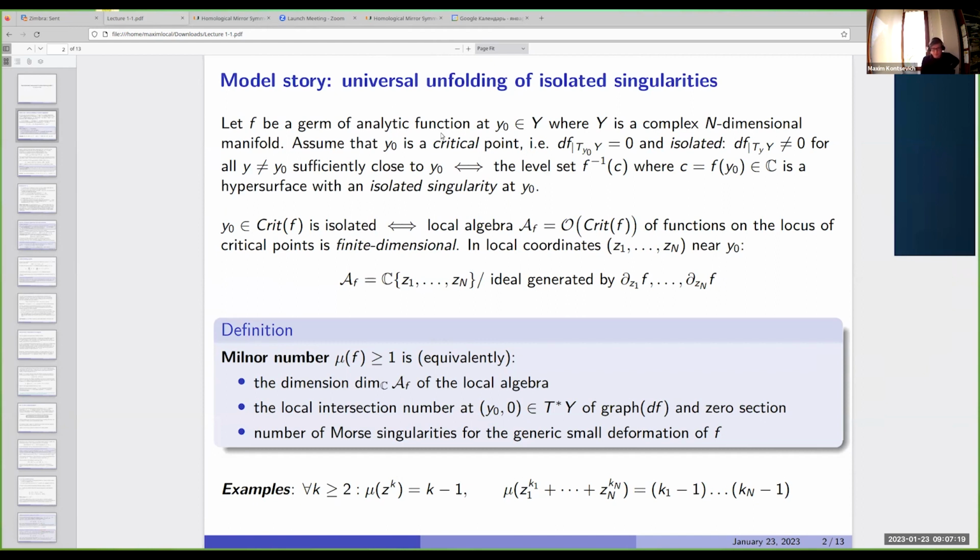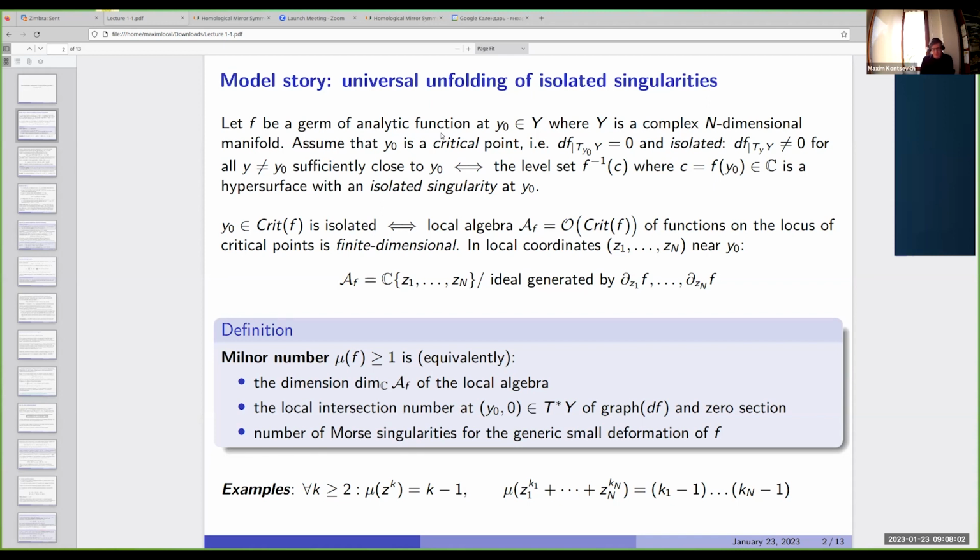So you get a kind of seed point. And this algebra of functions on the critical locus, germs of functions on the critical locus, is given by the equations that all derivatives of my function vanish. So it's the quotient of the ring of germs of analytic functions modulo the ideal generated by derivatives. The main characteristic of an isolated singularity is what's called the Milnor number. It's a number that could be 1, 2, and so on. And it has several equivalent definitions. The first definition is the dimension of the local algebra, the quotient by the ideal.